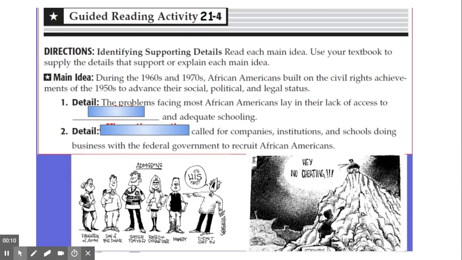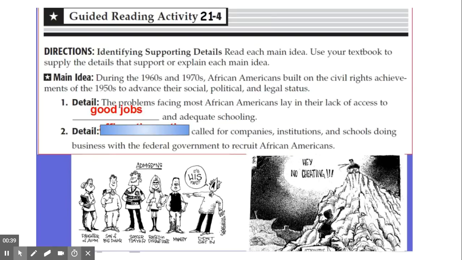During the 1960s and 70s, African Americans built on the civil rights achievements of the 50s to advance their social, political, and legal status. In number one, the problems facing most African Americans lay in their lack of access to good jobs and adequate schooling. As we move into the 60s and 70s, this becomes a source of contention.